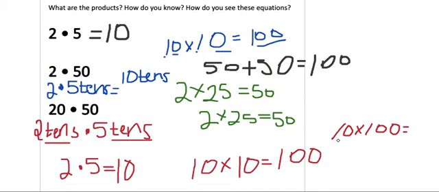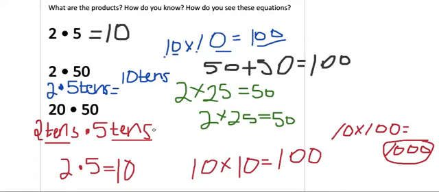We could add 10 times, or we could just count it out. 100, 200, 300, 400, 500, 600, 700, 800, 900, 1,000. Another way of saying 1,000 is 1,000. All right. So that's a way that you could figure out 20 times 50.